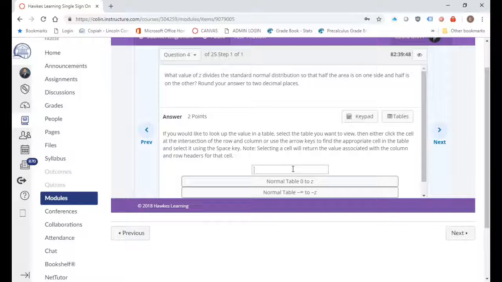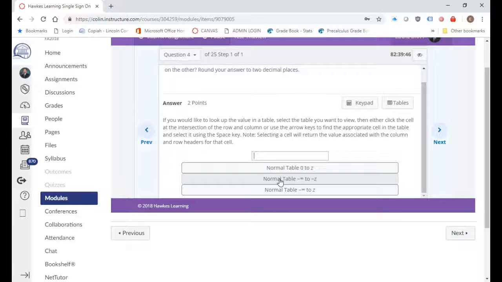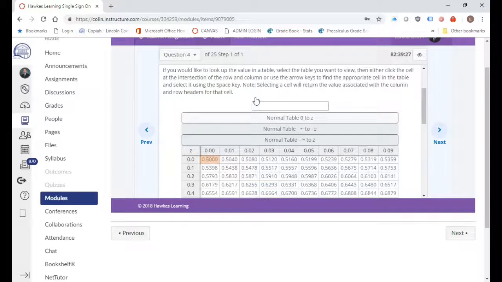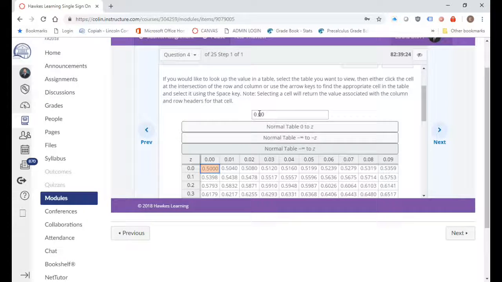If you want to see that in the table, I can show you. So if I just look at the normal table, see right here, 0.00, 0.5. So that would be 0.5 on the left is what that means, because that's the way the tables read. So if there's 0.5 on the left, there has to be 0.5 on the right. All right. So that's it.